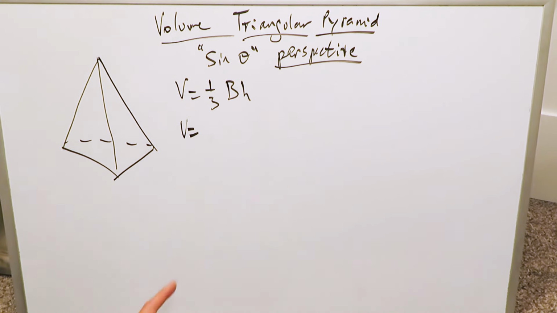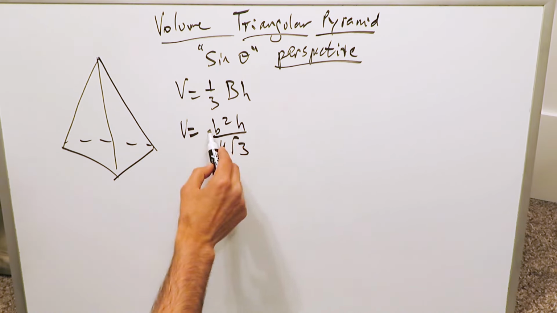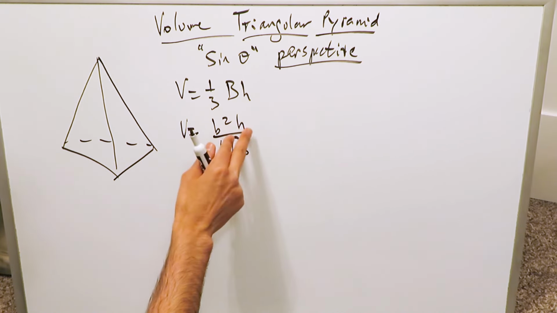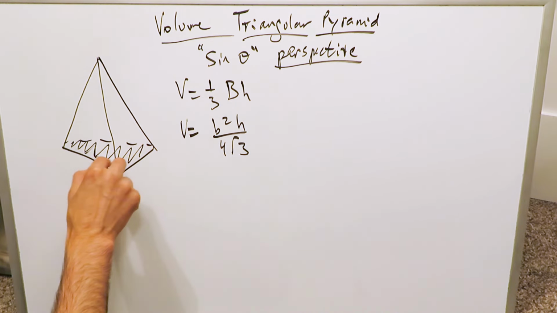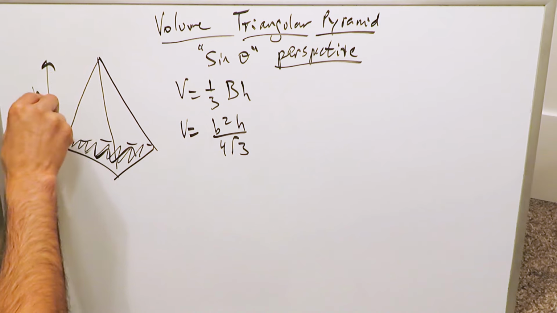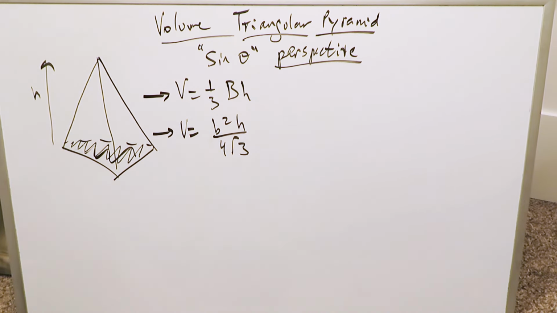But I've also shown you this other formula. And this formula is b squared h over 4 root 3. Here you're dealing with sides, lowercase b, and height. And here you're dealing with the capital B. That capital B here would be the area of this base times the height times 1 over 3. Either of these formulas for the volume of a regular triangular pyramid are good, and they're unique in their own right.